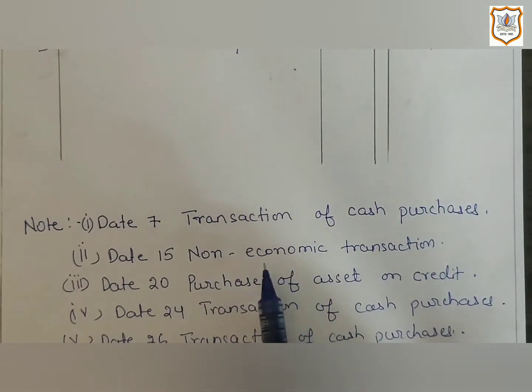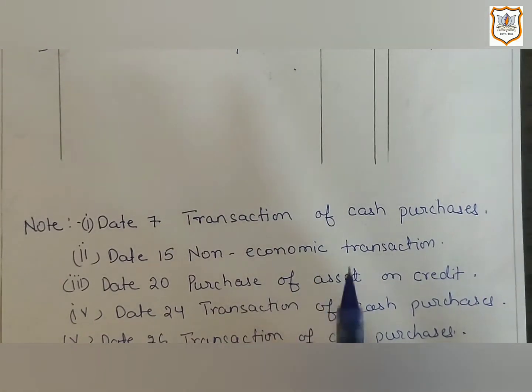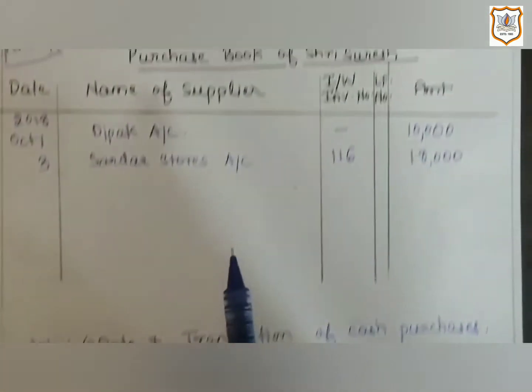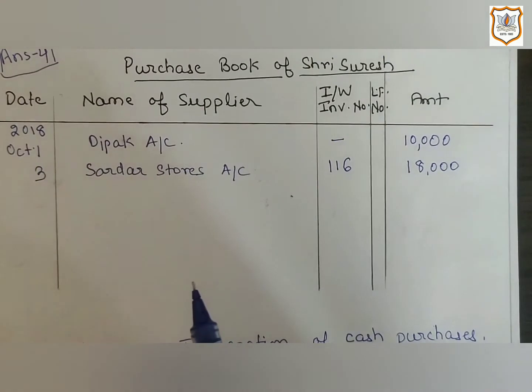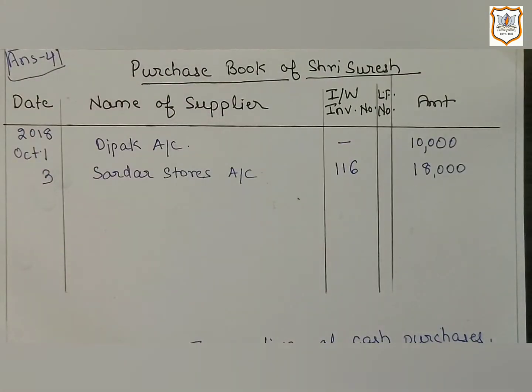That means as it is a non-economic transaction, that's why we are not recording it in purchase book. The next transaction, date 20. Purchase furniture of rupees 16,000 from Vyas Furniture Mart on 1 month credit.